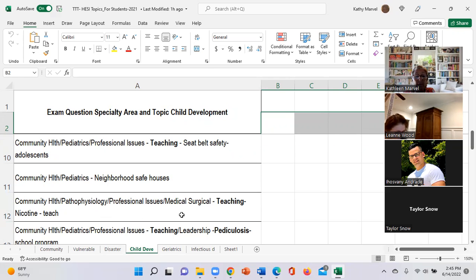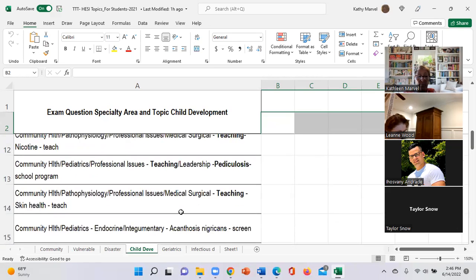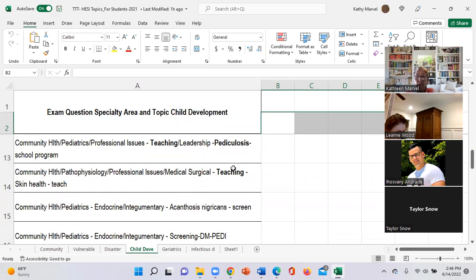Nicotine. What are we teaching about nicotine? Maybe primary prevention, teaching about not smoking or what the health risks could be if you start smoking, right? Or maybe it's a tertiary question. If kids are already smoking, how do you get them to quit? What resources do you have for them? And then there's a question about lice. I have no idea what the question is, but it's being asked.